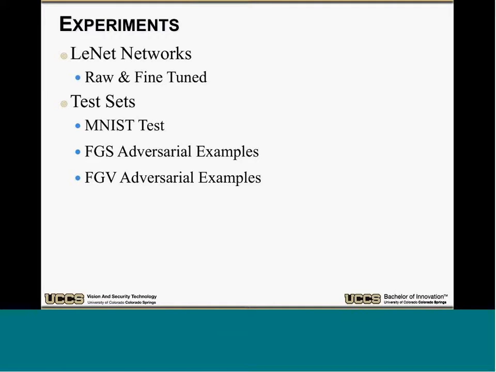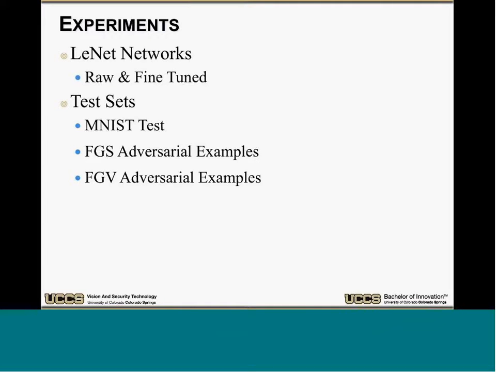For our experiments, we ran tests on two different LeNet networks. One was raw, which was regularly trained, and then the other was fine-tuned, which is the regularly trained network fine-tuned on a set of 120,000 training images. The first 60,000 images were the normal MNIST training data set, and the second 60,000 images were those same images, but with a combination transformation applied to them.